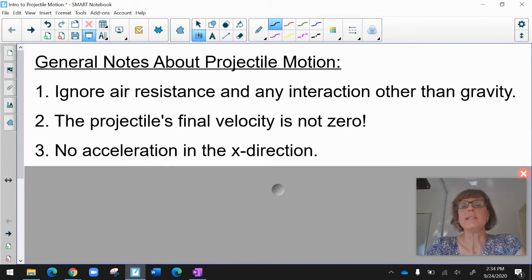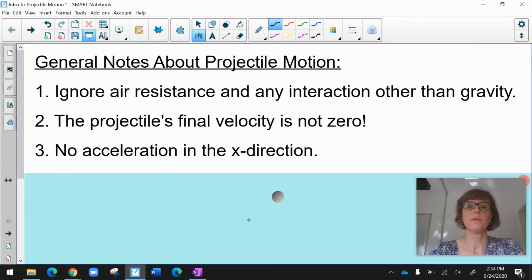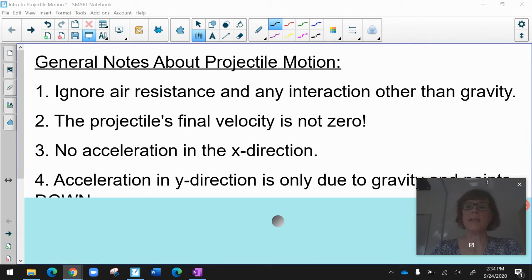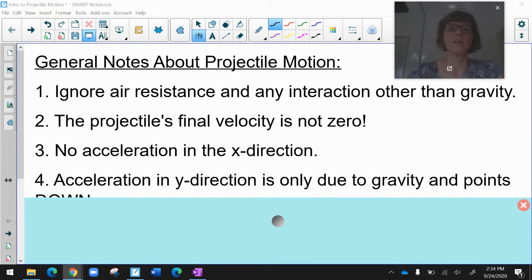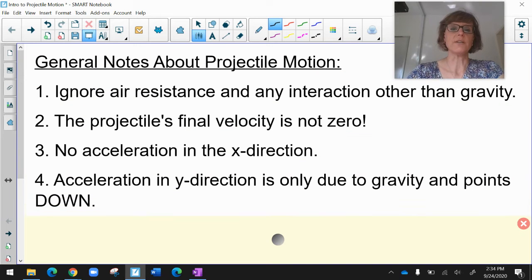There is never going to be an acceleration in the x direction. We can have situations where there is acceleration in the x direction, but then it's not projectile motion. So ax will always be 0. And then finally, the acceleration in the y direction is only going to be due to gravity, and it's always going to point down. Whether that's positive or negative depends on the way you've set up your axes, okay?